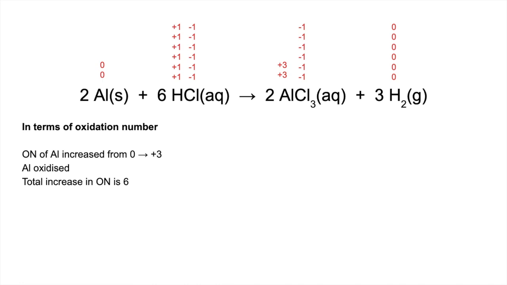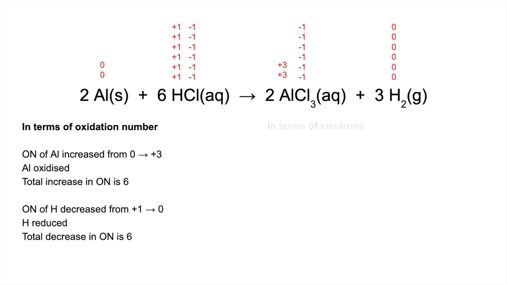Moving on to the reduction process, the hydrogen oxidation number has decreased from +1 to 0. So hydrogen's been reduced, and the total decrease in oxidation number is 6, and that matches the increase of 6, because we've got 6 moles of hydrogen in 6 HCl, so each of these +1s has decreased down to 0. There's 6 zeros there because we've got 3 moles of H2.